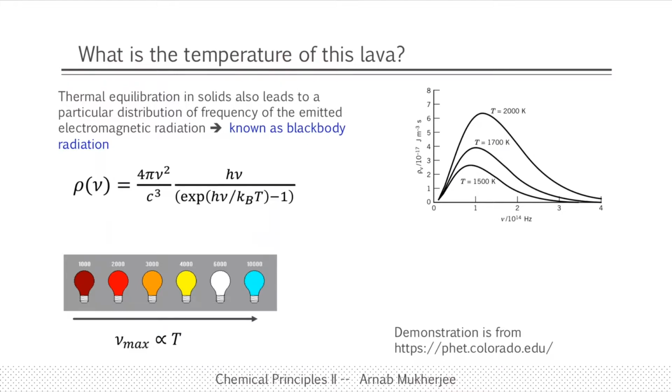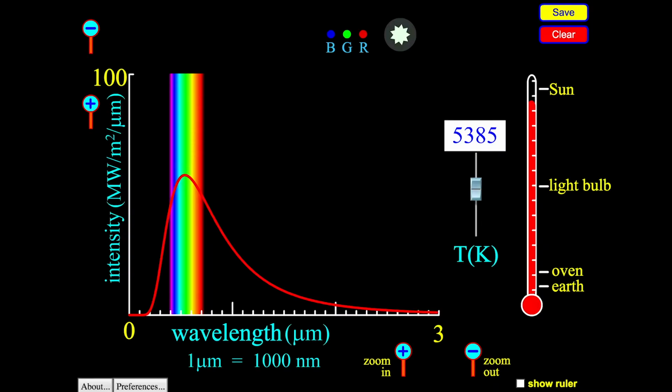So, I will show you a demonstration of that here, and this demonstration has been taken from PhET, Colorado. So, this is a typical blackbody spectrum, and this region is the visible range. As you can see, right now the temperature is around 5000 Kelvin, almost the temperature of the sun, and a major portion of the peak of the distribution falls in the visible range.